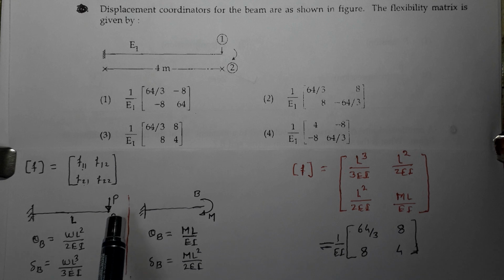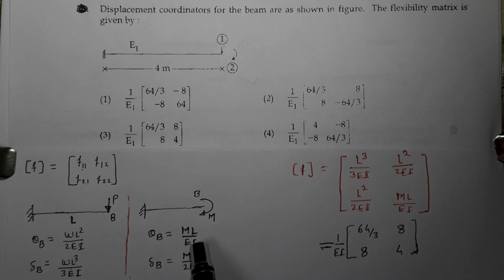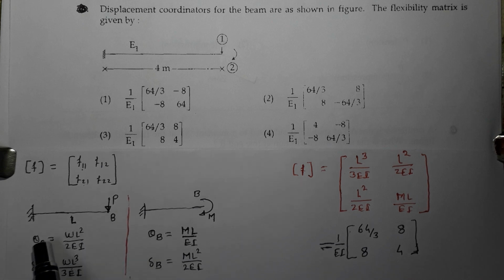When a unit load is acting at the free end, the slope and deflection at the free end are respectively given as theta B equals WL squared divided by 2EI, where W is nothing but P, and delta B equals WL cubed divided by 3EI. Instead of W we can write P. If a moment is acting, theta B equals ML upon EI and delta B equals ML squared divided by 2EI. These are the displacements happening at the free end, meaning the rotation and the vertical deflection.